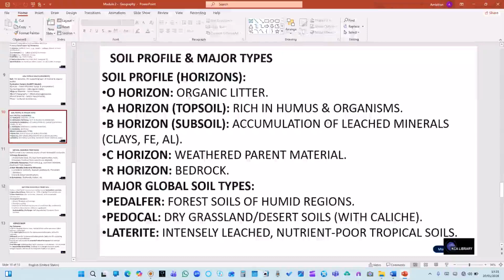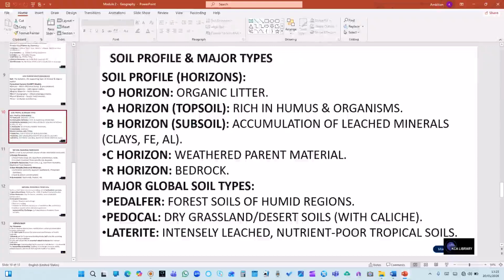Having known that, let us look at the soil profile and major types. Soil profile, according to horizon: we have the O horizon, which is made up of organic litter. Then we have the A horizon, the topsoil, which is rich in humus and organisms. Then the B horizon, the subsoil after the topsoil, which is the accumulation of leached materials like clay. Then the C horizon, which is weathered parent material. Then we also have the R horizon, which is the bedrock.